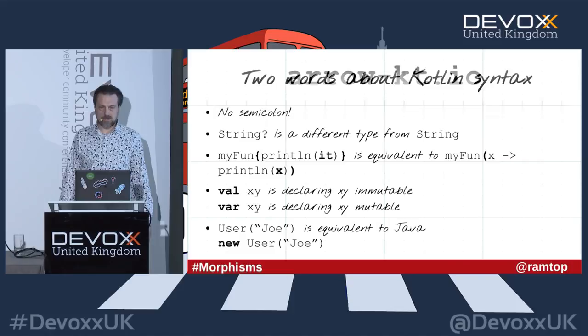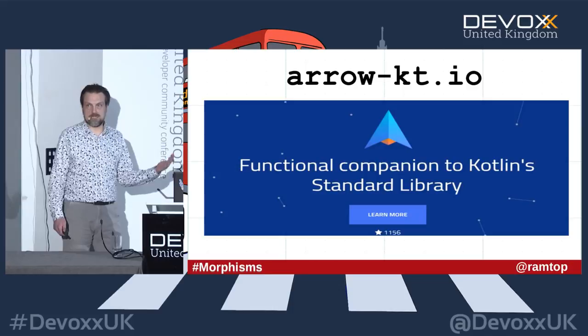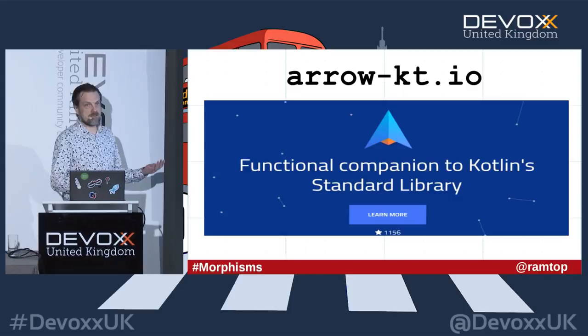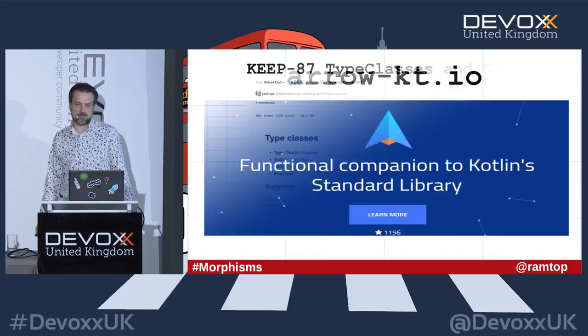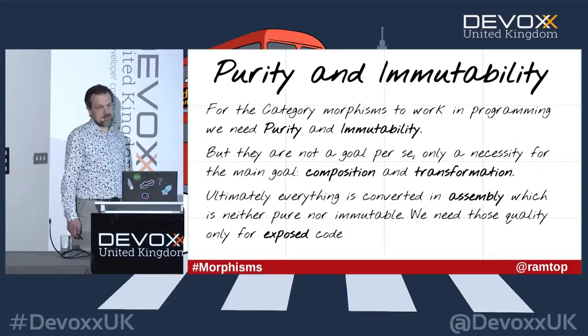And Kotlin has this library, which I'm also trying to help the guys, and which is a bit equivalent of Scalaz or Cats. And it's nice for functional programming, but you don't strictly need this to do functional programming in Kotlin. And also Kotlin is thinking, there is a proposal to add type classes to the language itself.